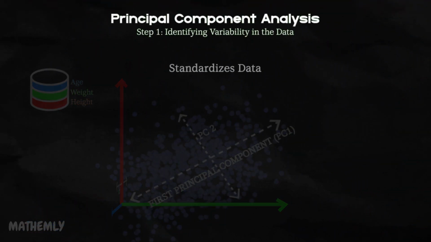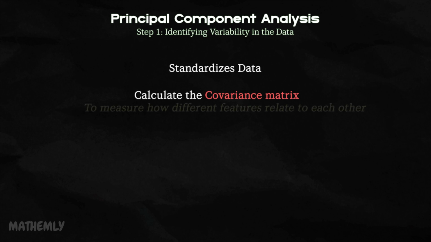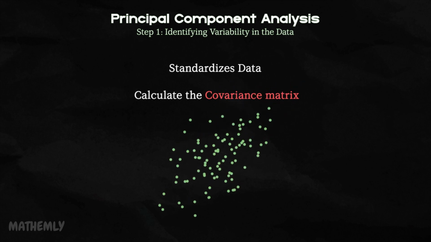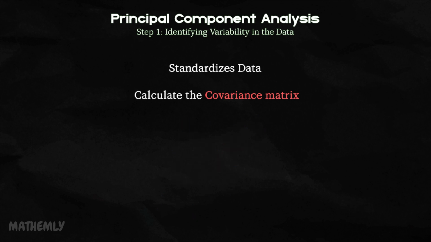PCA starts by standardizing the data to ensure all features are treated equally. It then calculates the covariance matrix to measure how different features relate to each other. The covariance matrix is an essential component in PCA because it measures how different features of the dataset relate to each other. Essentially, covariance tells us whether two variables tend to increase or decrease together. In the context of PCA, the covariance matrix helps us understand the relationships between the features, allowing us to identify patterns and correlations in the data.